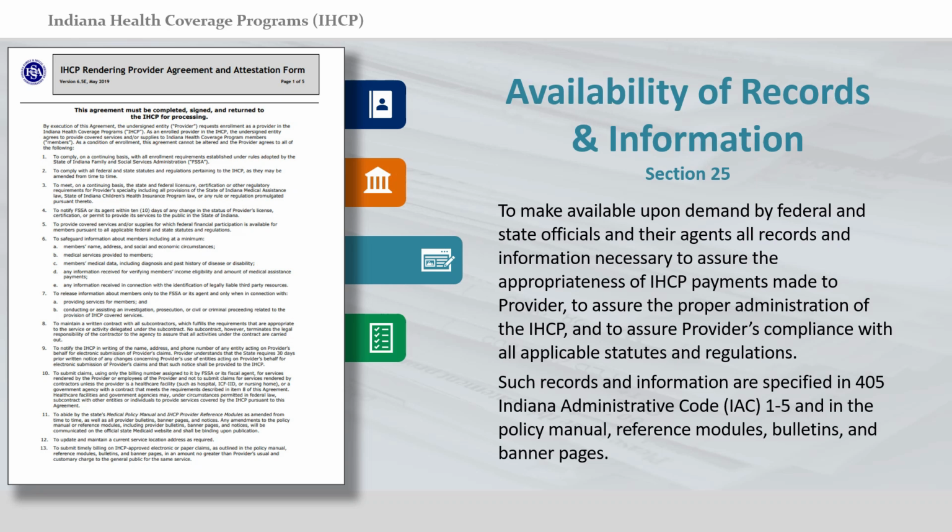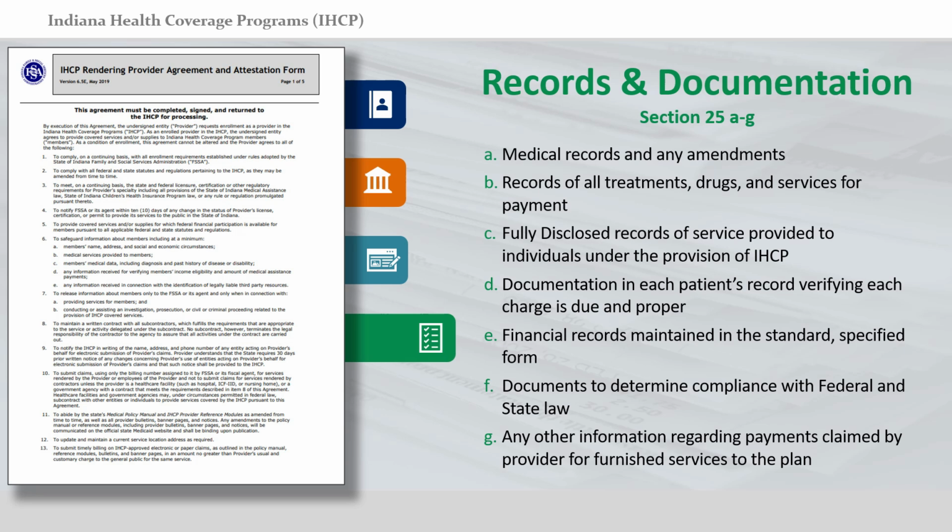In Section 25, providers agree to make available records and information necessary to assure the appropriateness of IHCP payments made to providers. This assures the proper administration of the IHCP and assures the provider's compliance with all applicable statutes and regulations. These records and information are specified in 405 Indiana Administrative Code Sections 1 through 5, and in the policy manual, reference modules, bulletins, and banner pages. Section 25 also includes a list of the records that should be included, though this is not a complete list of records that may be required.